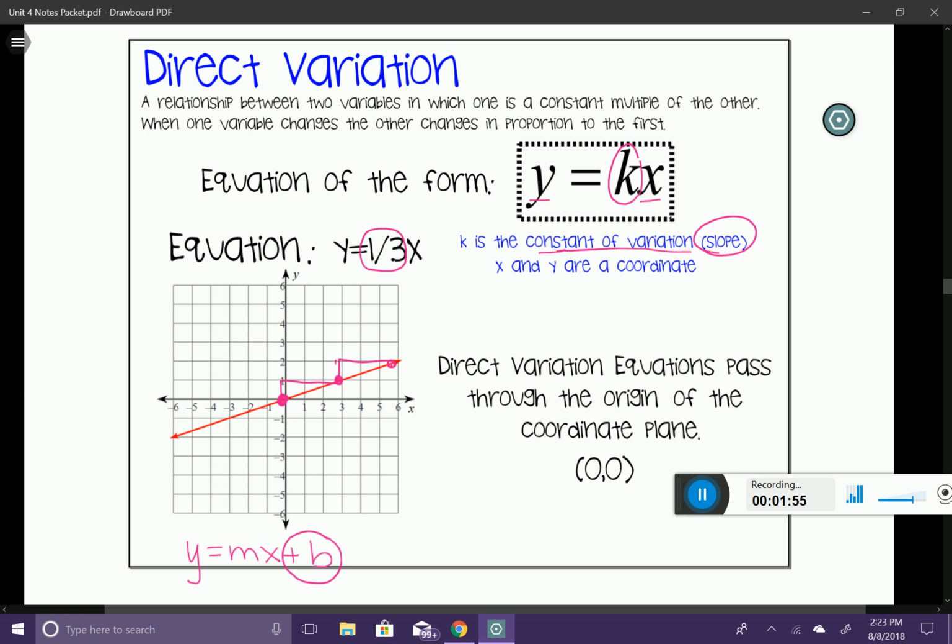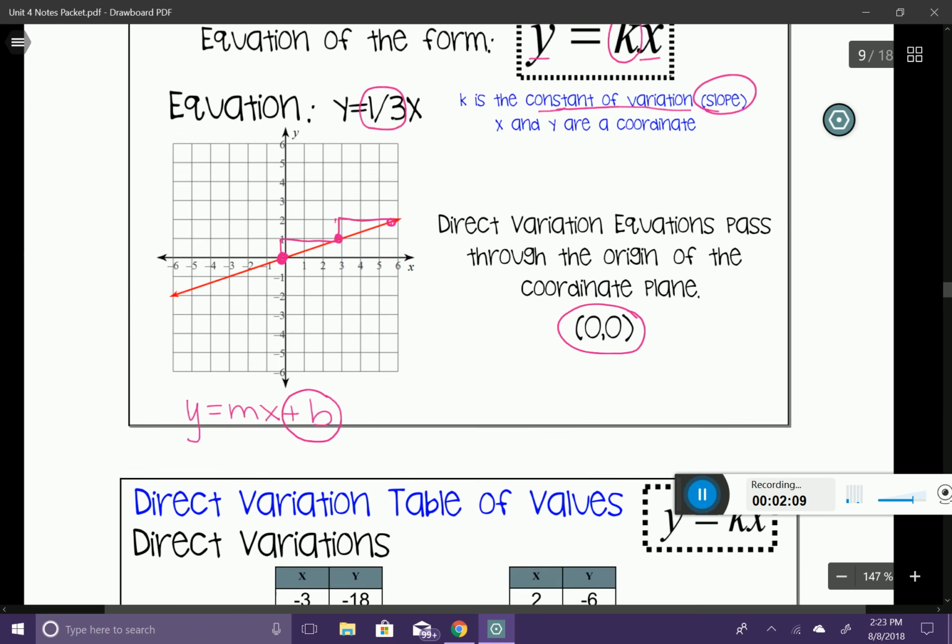Just as a reminder, and just to say it again to emphasize it, direct variation equations always pass through the origin. Okay, let's go ahead and look at direct variation just a little bit deeper.